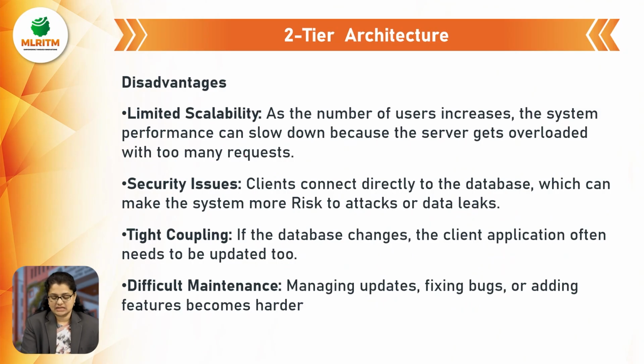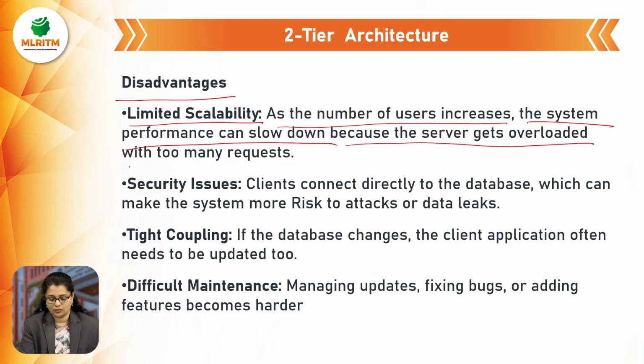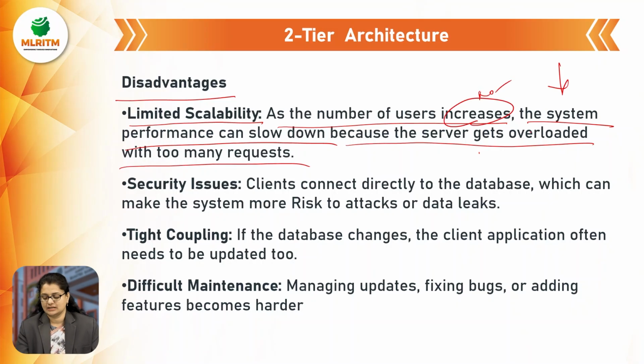Now, look at the disadvantages of the tier 2 architecture. Limited scalability. As the number of users increases, the system performance can slow down because the server gets overloaded with too many requests. So it is useful for very small projects as well as medium level projects. If the number of users increases, automatically performance will decrease.